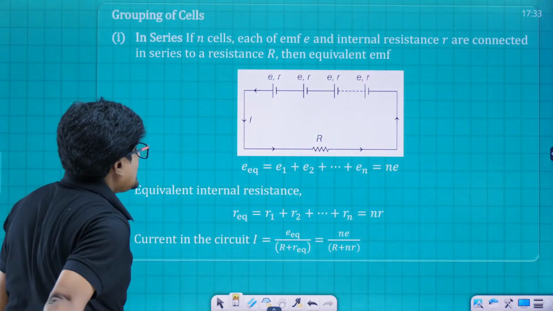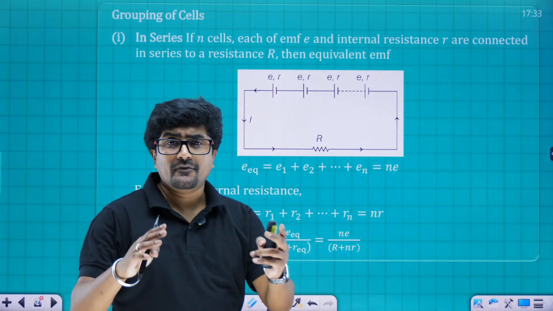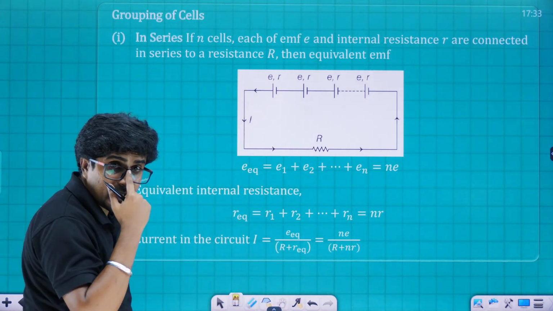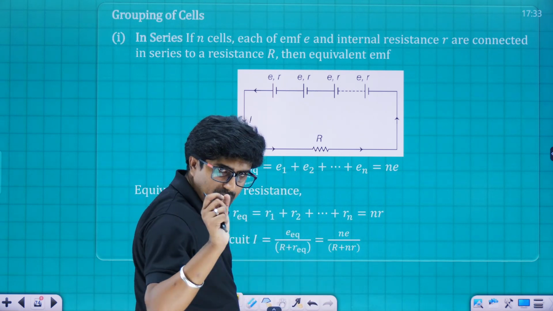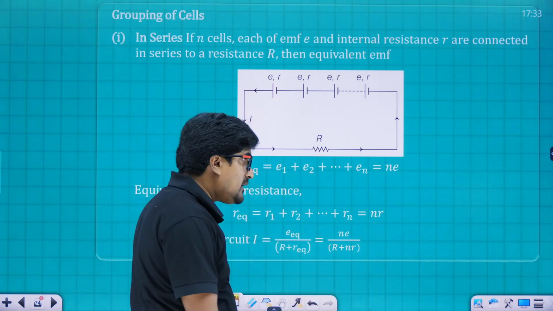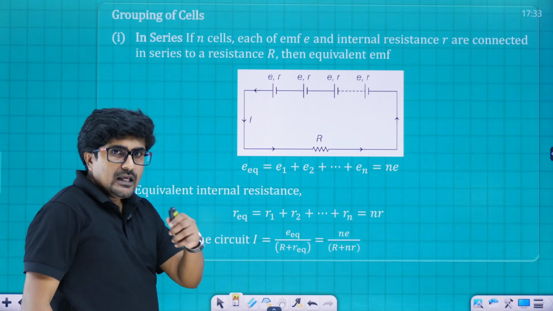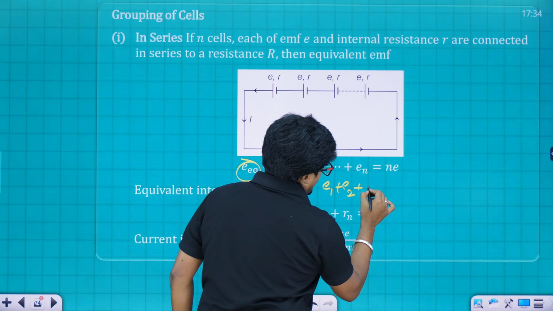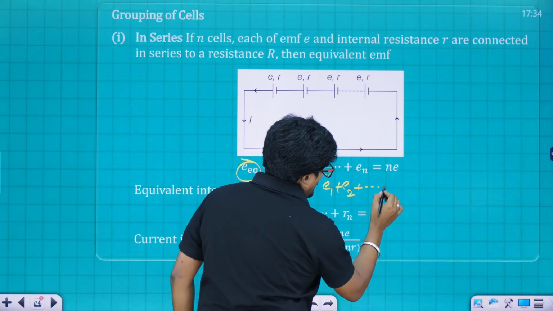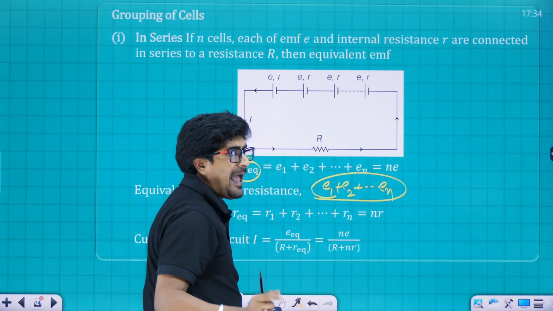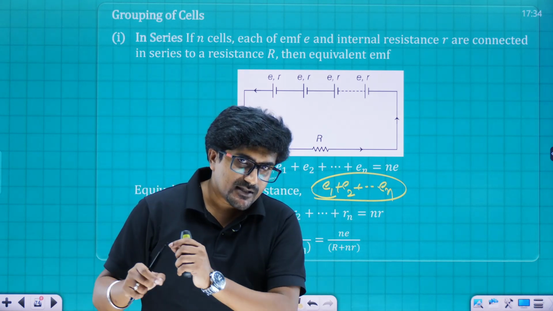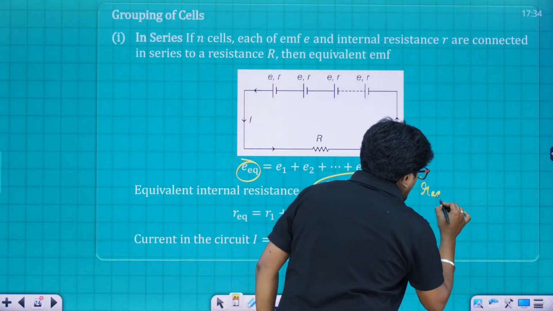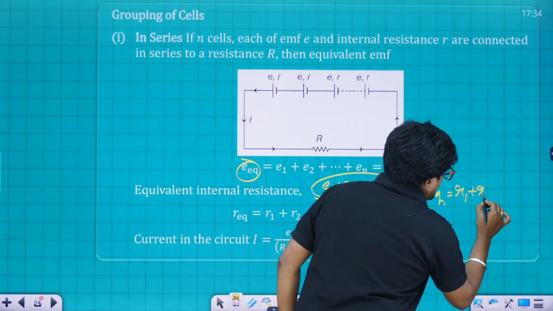Alright, moving to the next, that is grouping of cells. Here also, again, we have three categories: series grouping, parallel grouping, and mixed grouping. If it is series grouping, where I have cells of EMF E1, E2, E3, etc. up to En connected in series like this, the effective EMF of the cell, E equivalent, is going to be E1 plus E2 plus, etc. up to En. And the effective internal resistance offered by the cells, you know that this is a series combination, so obviously r equivalent is going to be r1 plus r2 etc. up to rn.